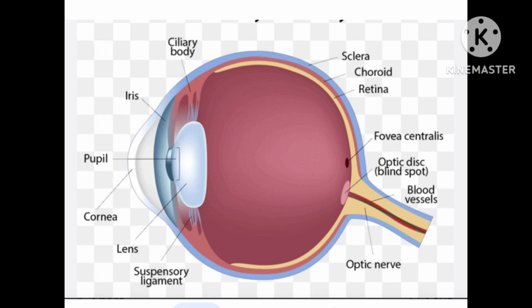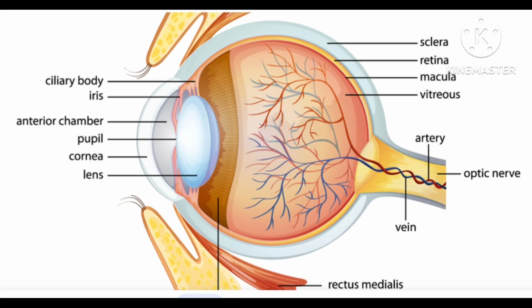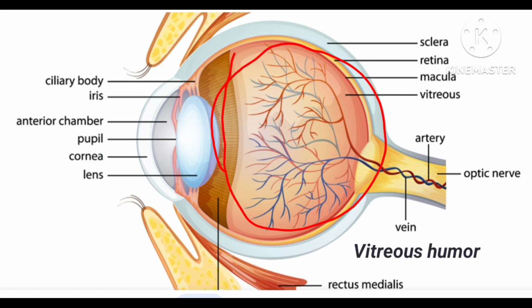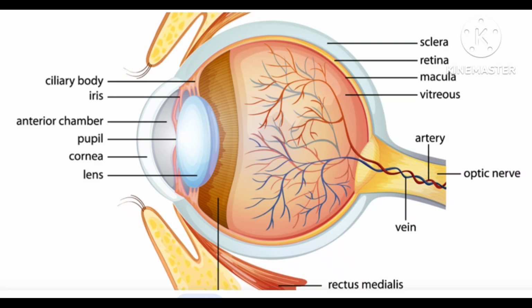And the eyeball can be divided into two portions with the help of the lens. In front of the lens we call it the anterior chamber, and this anterior chamber is filled with a fluid called aqueous humor. And behind the lens we call it the posterior chamber, and that is filled with a fluid called vitreous humor or vitreous body. Sometimes the anterior chamber and posterior chamber are called the anterior segment or posterior segment. So remember that in front of the lens is anterior, and behind the lens is posterior.